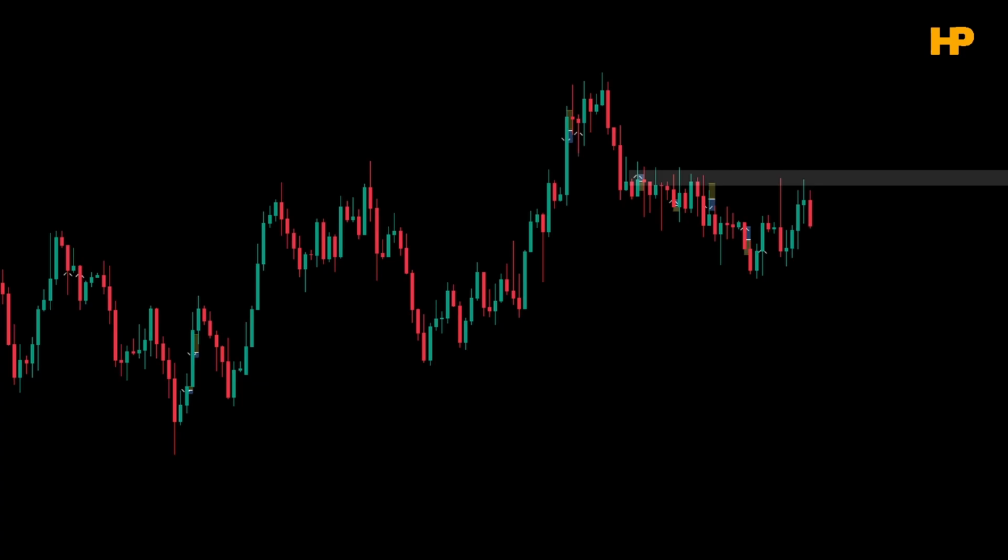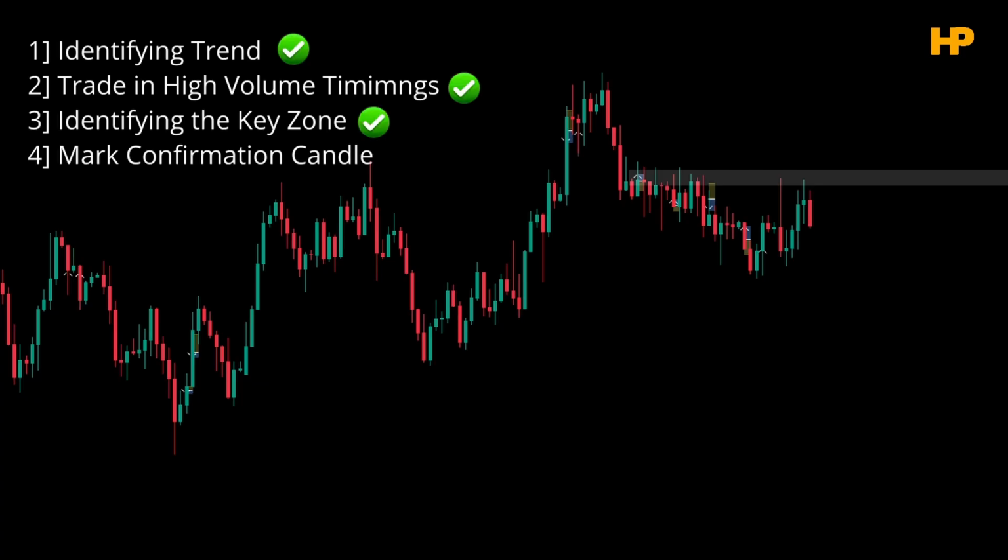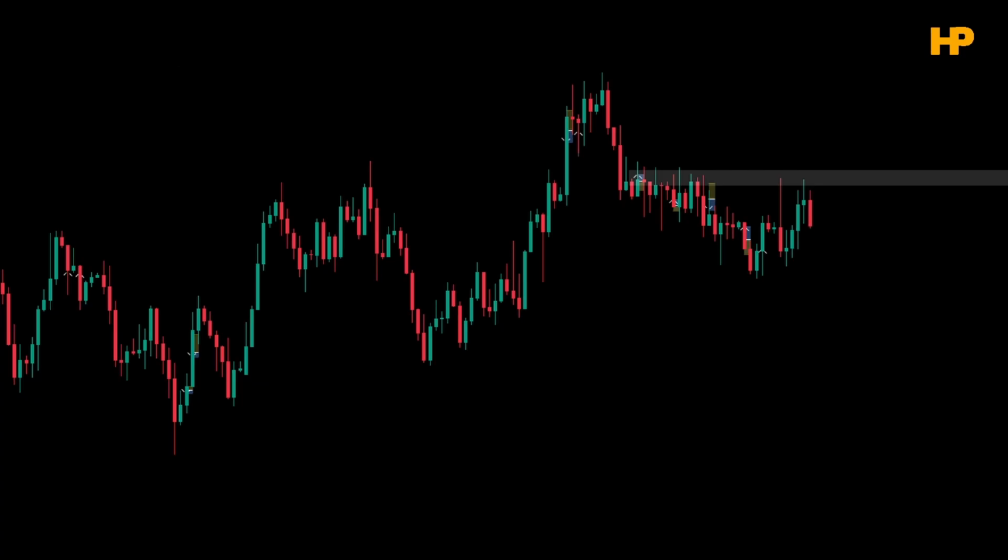At the New York and London overlap, a bearish candle forms at this resistance, rejecting the uptrend by closing below the low of the previous bullish candle. Make sure that this candle must break the previous candle's low and close below it. Okay, we can take it as our confirmation candle. Yeah, the final rule, the fourth rule, marking the confirmation candle, is satisfied.